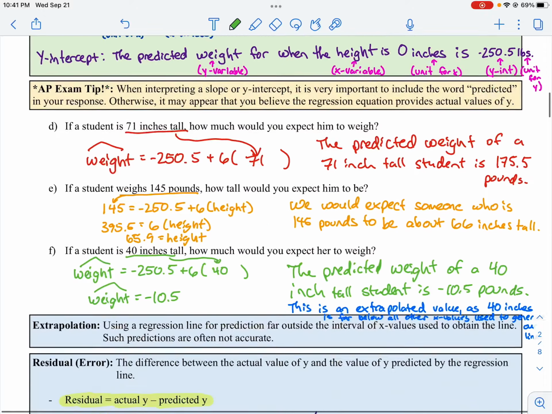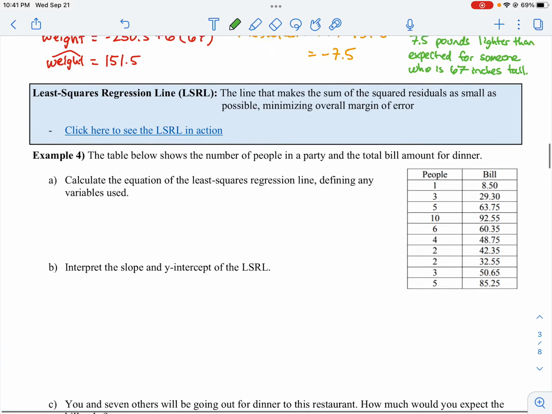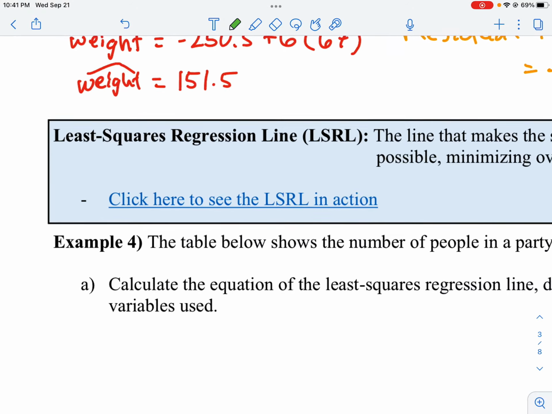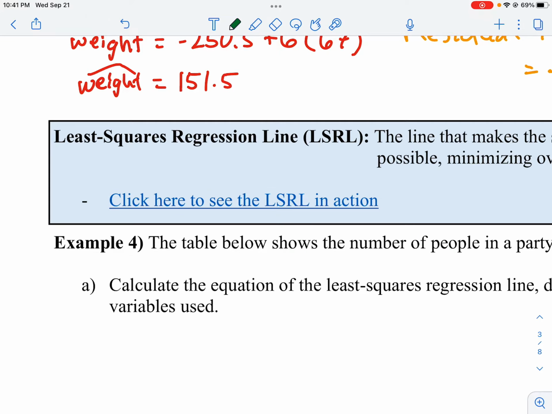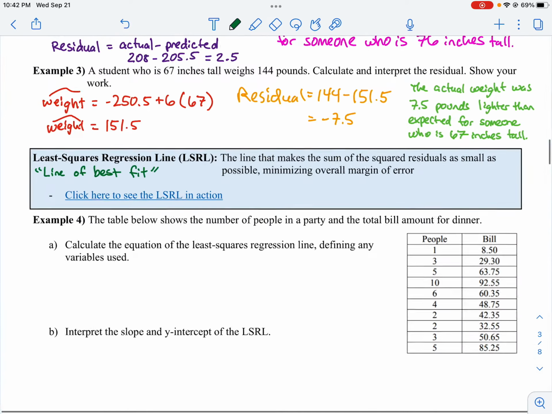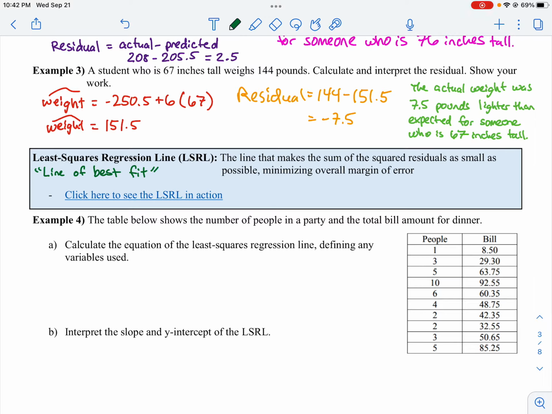And so as we continue on here, what the least squares regression line is, and we will abbreviate this as LSRL, least squares regression line. This is also known as the line of best fit. By definition, the least squares regression line is the line that makes the sum of the squared residuals as small as possible. In other words, it minimizes the overall margin of error.